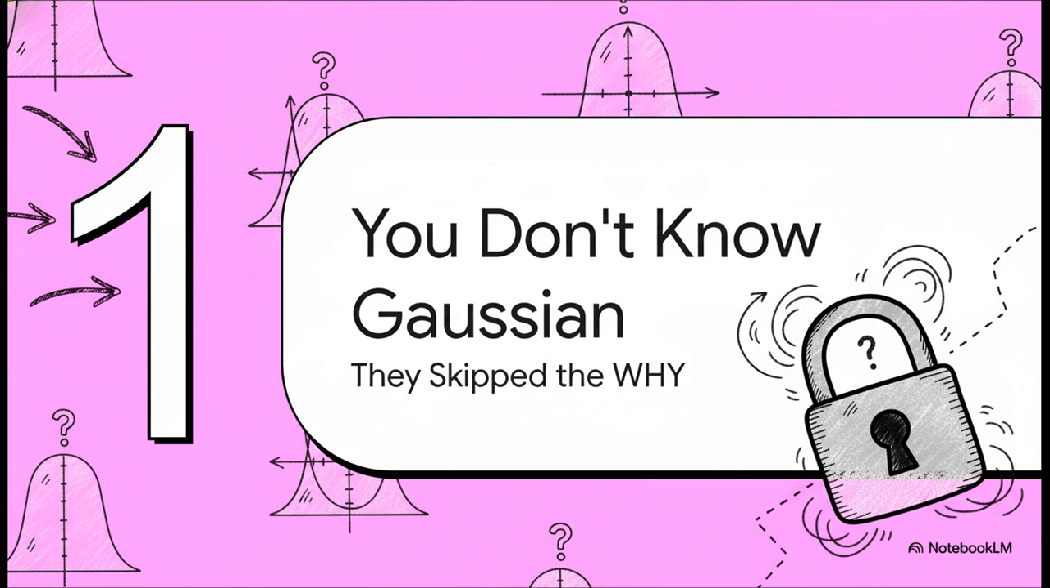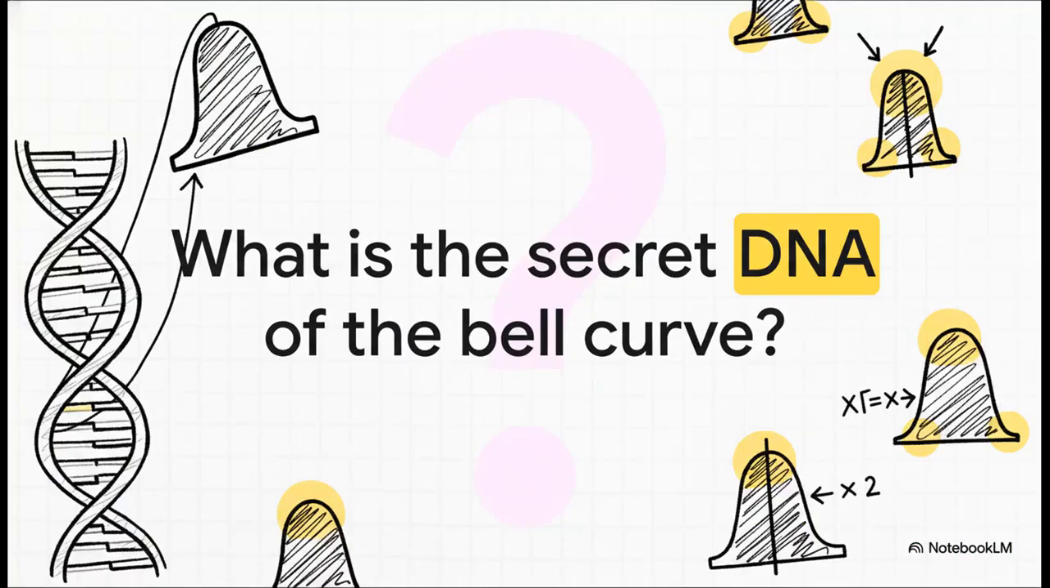Your statistics class showed you the shape, right? But it probably skipped the most important part, the why. There is a fundamental secret to the Gaussian, a reason for its power that most textbooks just gloss over. To really get it, we can't just admire the shape. We have to look at its genetic code. What is the actual mathematical DNA that forces something to become a bell curve? The answer, it turns out, is shockingly simple, and it changes absolutely everything.